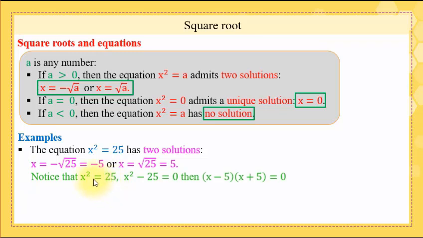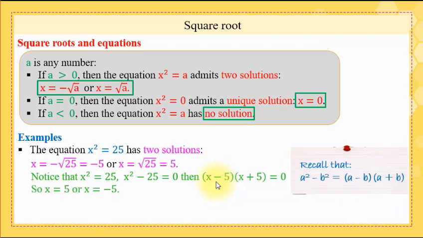Notice that x squared equals 25. So we move 25 to the left side and we get x squared minus 25 equals 0. Then we write x squared minus 25 in this form, x minus 5 times x plus 5 equals 0, according to this identity rule: a power 2 minus b power 2 equals a minus b times a plus b, where x is a and 5 is b. Then we say x minus 5 equals 0, so x equals 5, or x plus 5 equals 0, so x equals minus 5.